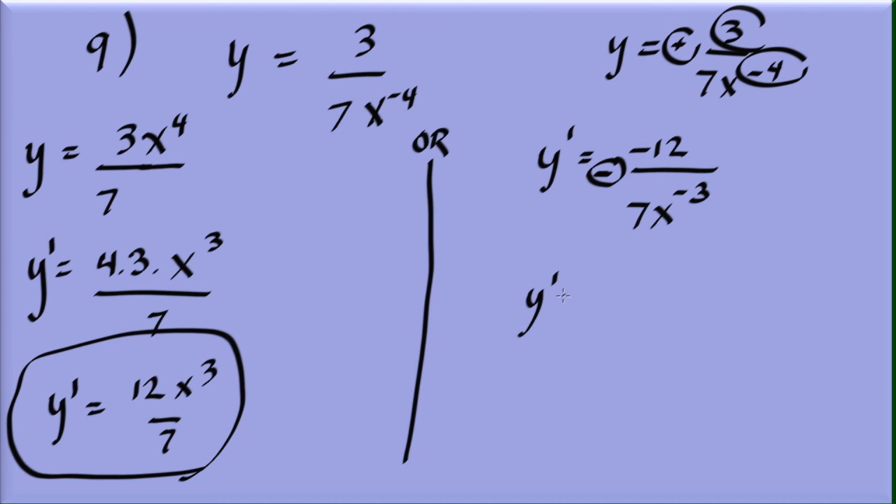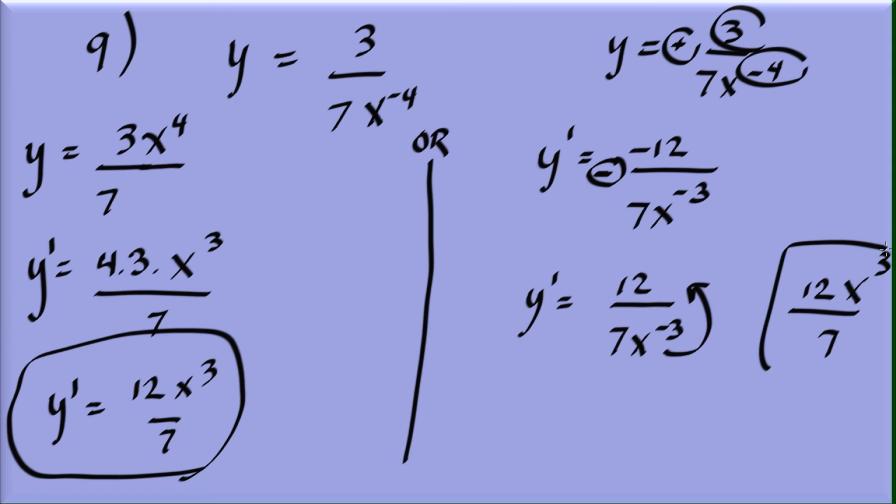Okay, let's simplify. Looks like this is more complicated because of the negatives. So we have two negatives here that's going to turn into positive 12 over 7x to the negative 3. Now when you move this up, that's 12x cubed over 7. All right, so you can compare. Looks like the first method is shorter.